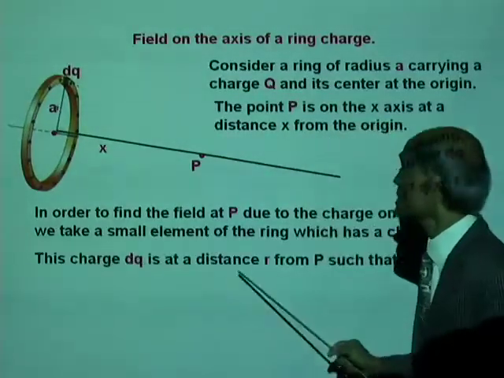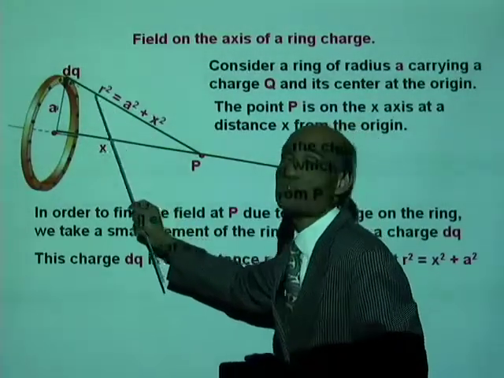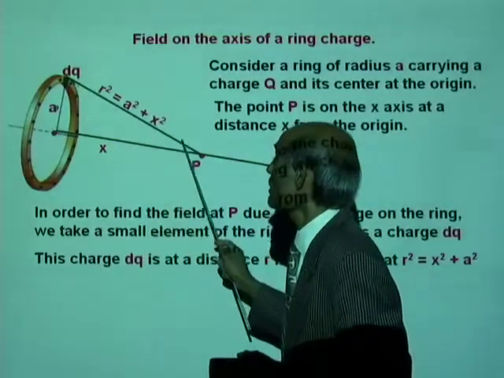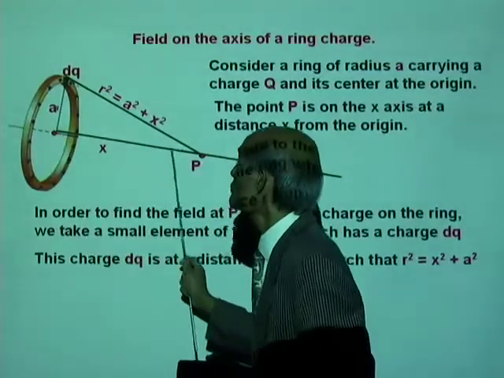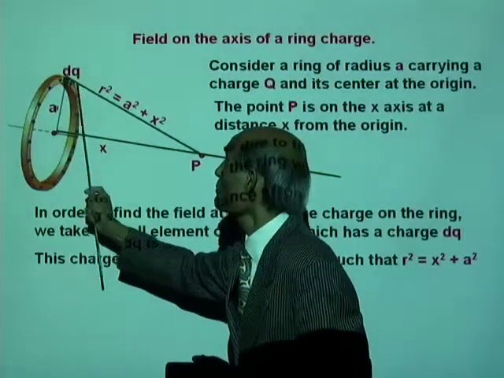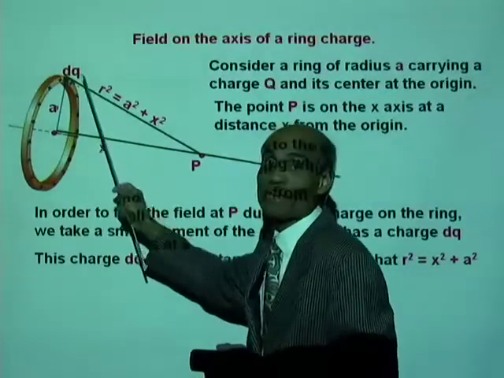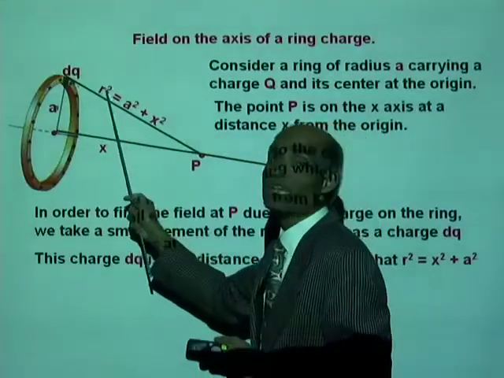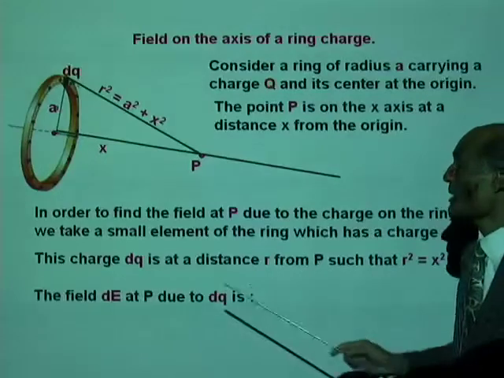Now, the charge dq is at a distance r from P. Can you calculate that distance r? This distance r is the hypotenuse of this right triangle, where this distance is x and this distance is a. Therefore, r squared equals a squared plus x squared. So the square of the distance from dq to P is r squared equals a squared plus x squared.